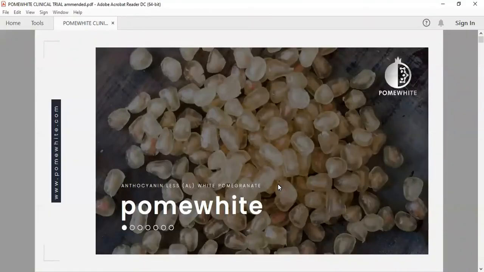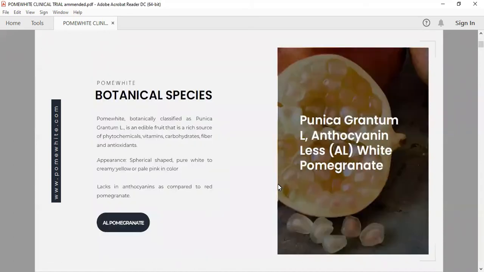Related to the anthocyanin-less pomegranate, a unique composition of Pomewhite. So, first of all, let me introduce you to this pomegranate known as anthocyanin-less pomegranate. Now, what is this word anthocyanin? Anthocyanin is basically a pigment present in the fruit of the pomegranate and many other plants as well. But obviously, we are focusing here on the pomegranate.